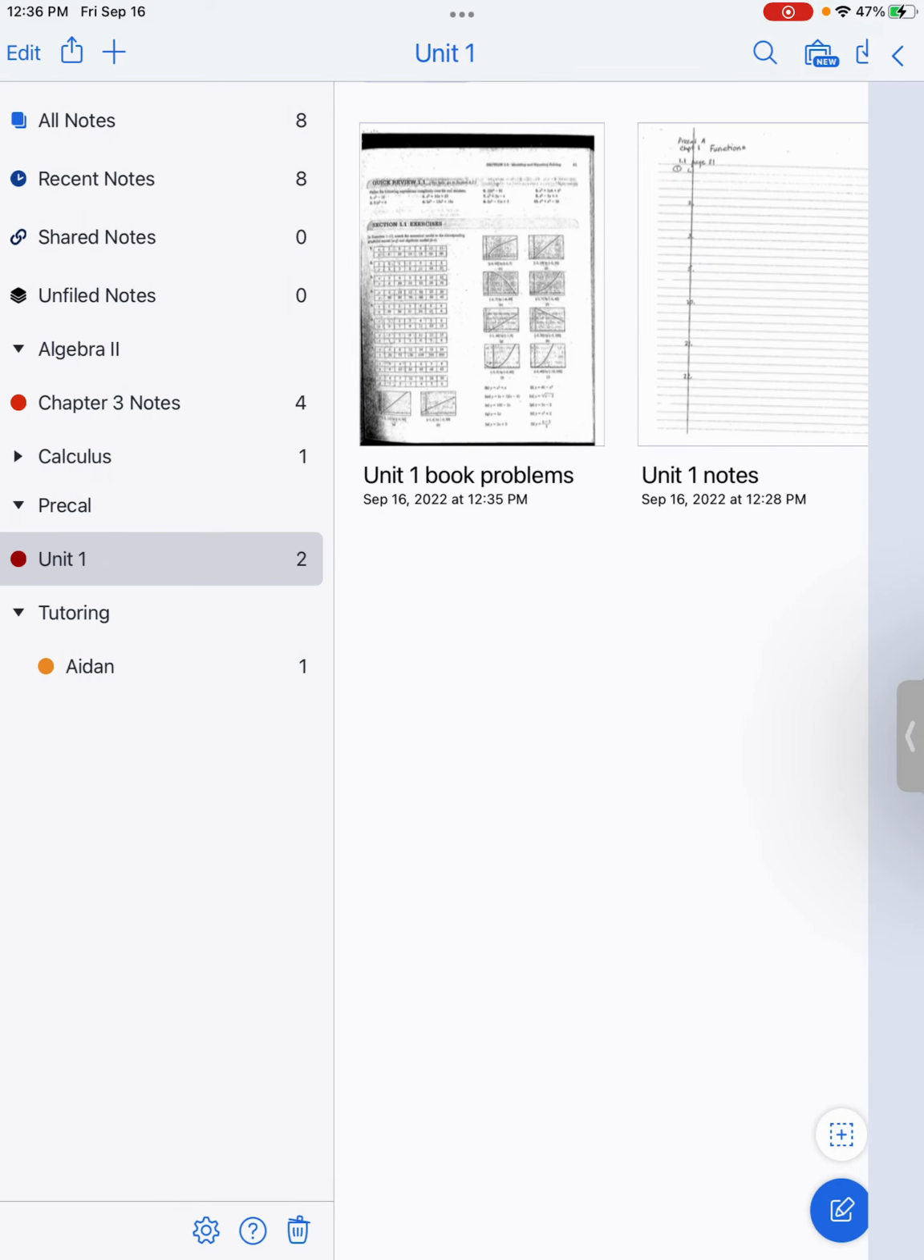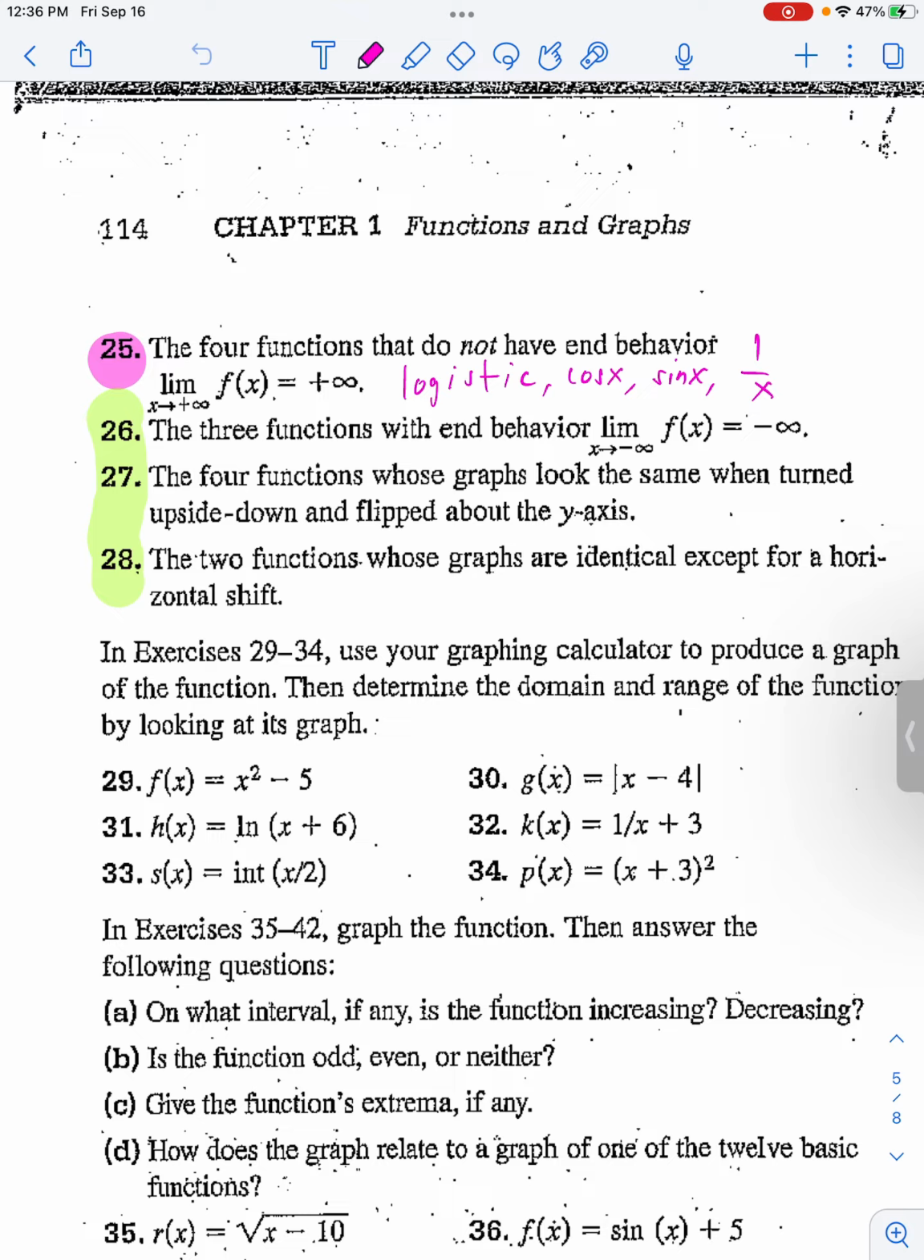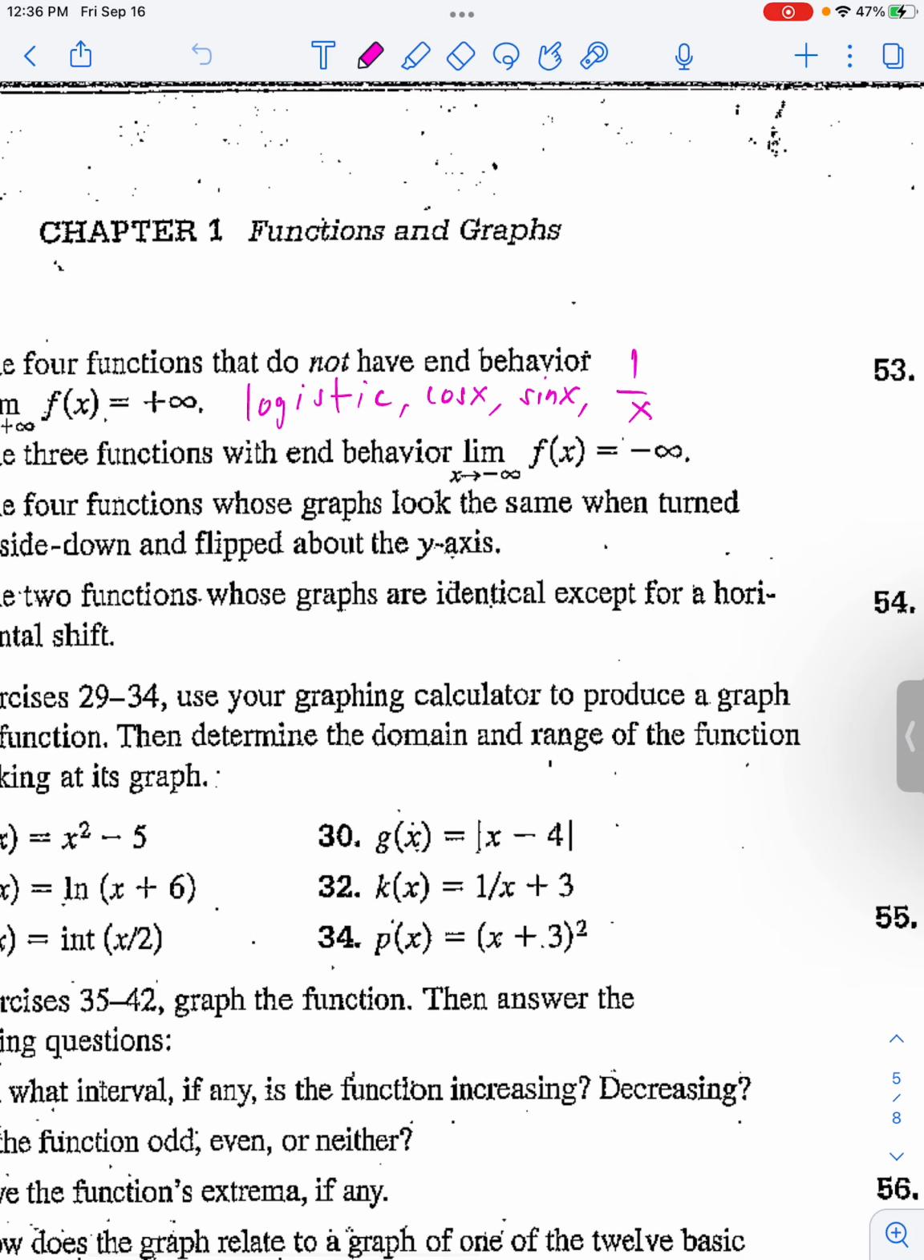So let's go over here and write that down. So for 26, the answer is x cubed, x, and int x. Okay.